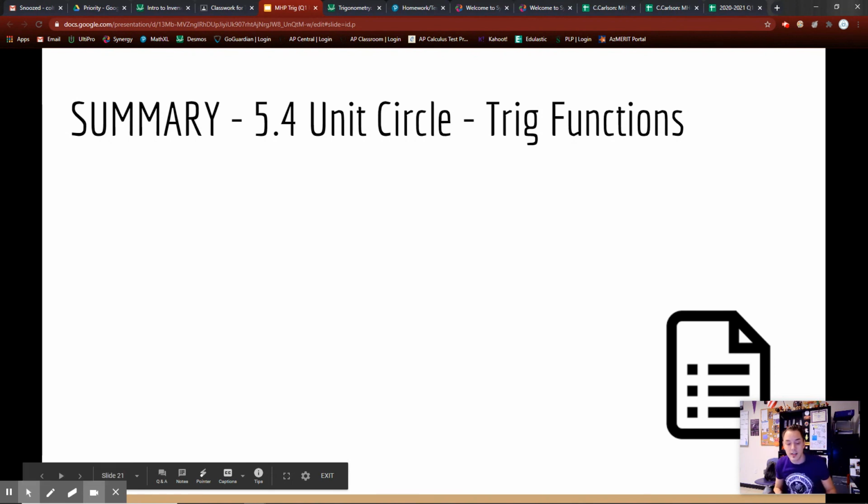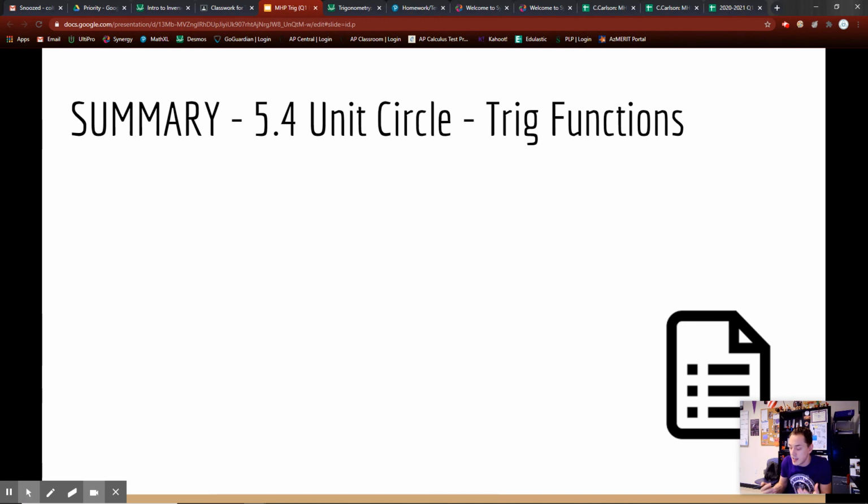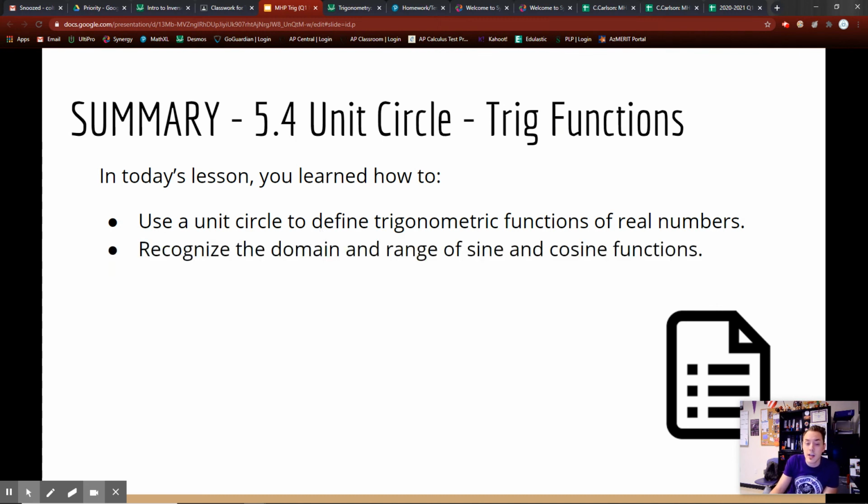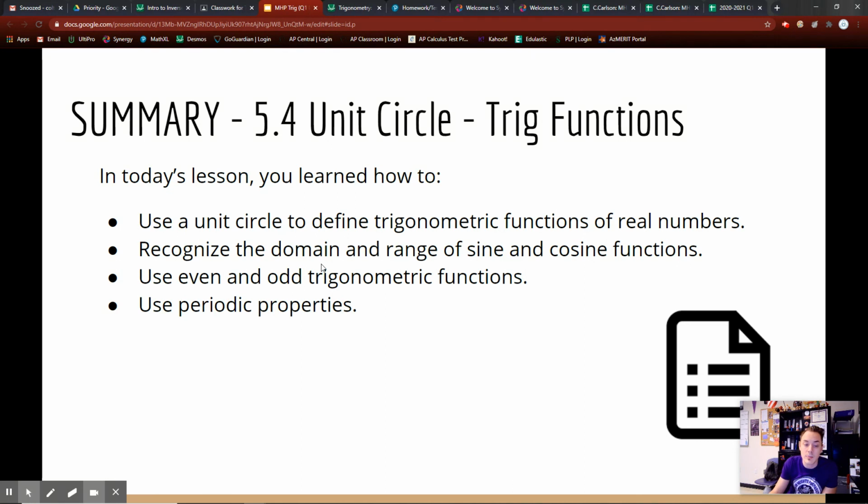This was a rather lengthy lesson, but I think it's an important lesson for you guys to understand the very foundations of what we call the unit circle. What did we do? We did a lot. We used the unit circle to define trigonometric functions of real numbers. That was the first part. Then, after we analyzed the unit circle and made the connections between the unit circle and identities, with sine being y, cosine being x, and so forth, we recognized the domain and range, we saw even and odd functions, and then we used periodic properties.